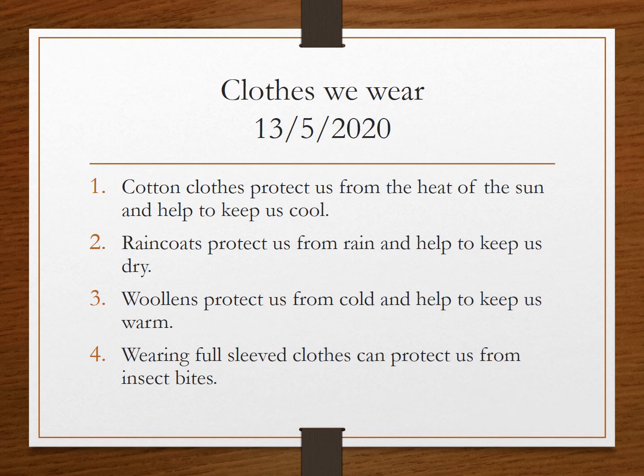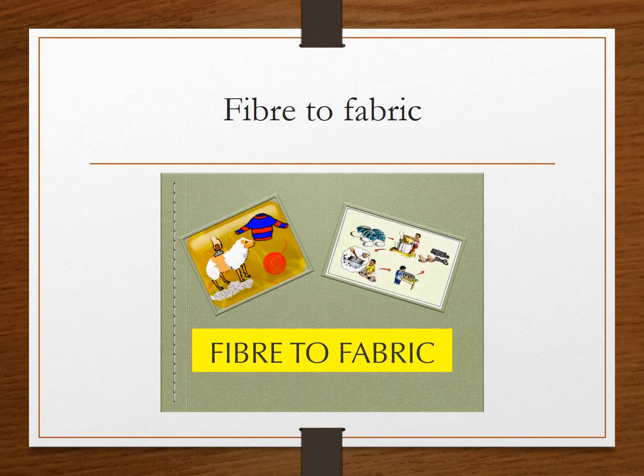Next is woolens. They protect us from cold and help us keep warm. Woolen material traps the heat inside the body and it helps you to keep yourself warm. Now the last one is wearing full sleeve clothes. What do full sleeve clothes do? They protect you from insect bites like mosquito.